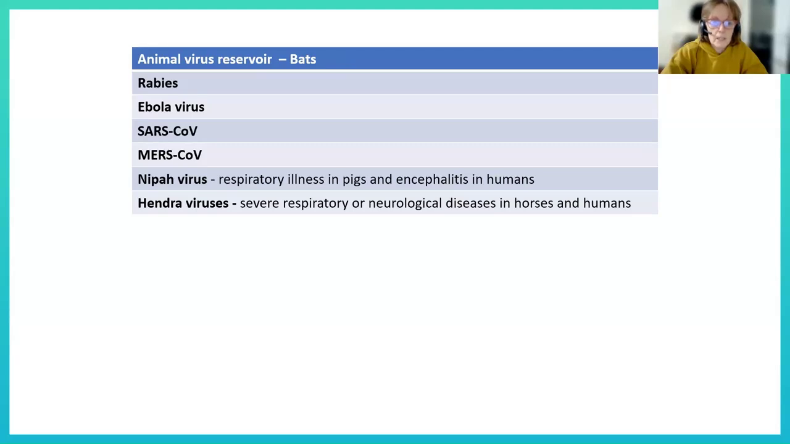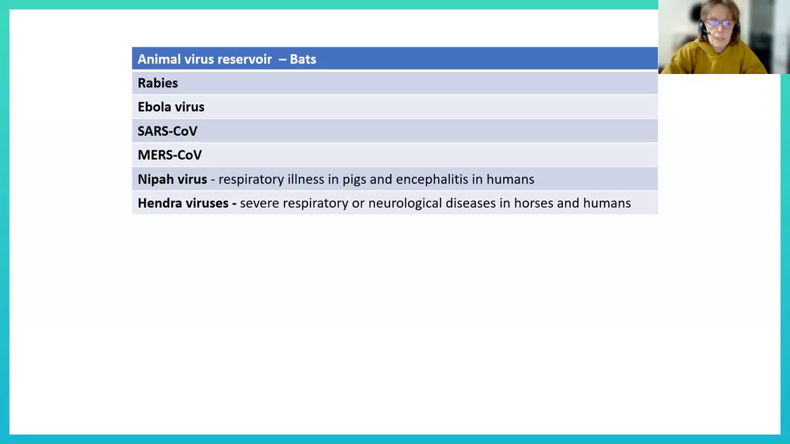So rabies is a pretty obvious one. Ebola virus, the SARS-CoV virus, SARS-CoV-1, SARS-CoV-2. So that will include coronavirus, COVID that we just had, the MERS virus, which was pretty similar, Nipah virus, which is nasty, causes encephalitis in humans, swelling in the brain, and some Hendra viruses, which cause severe respiratory neurological diseases in humans and horses. So there is a load of problems with bats.